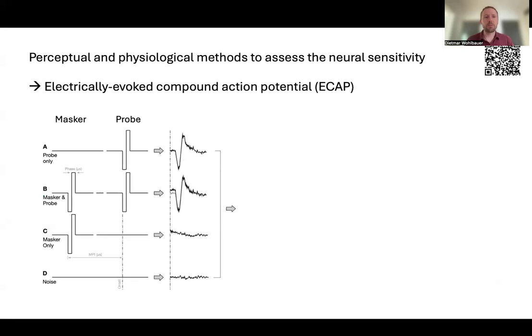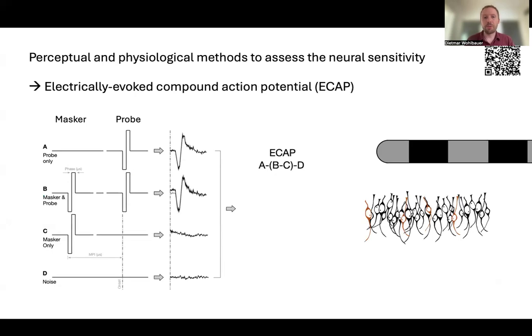The second method we're using is an objective method called electrically evoked compound action potential, or ECAP. This is recorded in a standard forward masking method. We have 4 frames of stimulation, where we have to record those frames, and then we have to subtract the ECAP response from those frames with this smart formula.